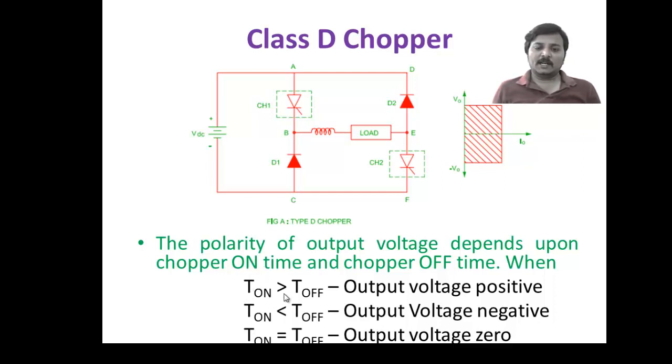When the T on time of the chopper is greater than the T off time, the output voltage is positive, that means first quadrant operation. When T on is less than T off, the output voltage is negative, that means it operates in the fourth quadrant. If T on is equal to T off, then obviously the output voltage is equal to 0. So based on these conditions we can operate our chopper in either the first quadrant or the fourth quadrant.